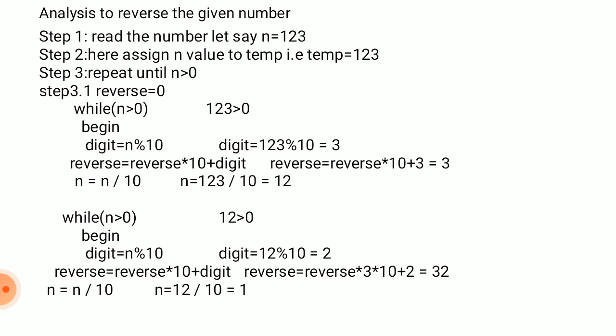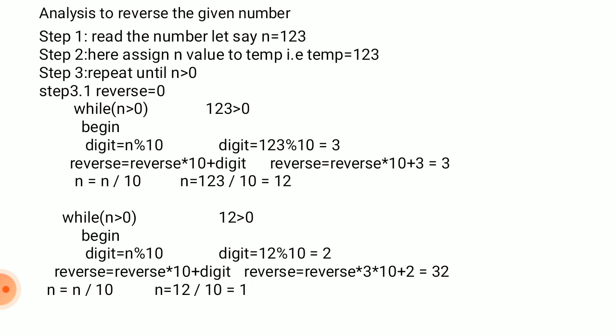And the third statement is n is equal to n divided by 10. So n is 123. 123 divided by 10 is 12. So 12 is the quotient. Okay. So now the value of n is equal to 12. So again go to the while loop.